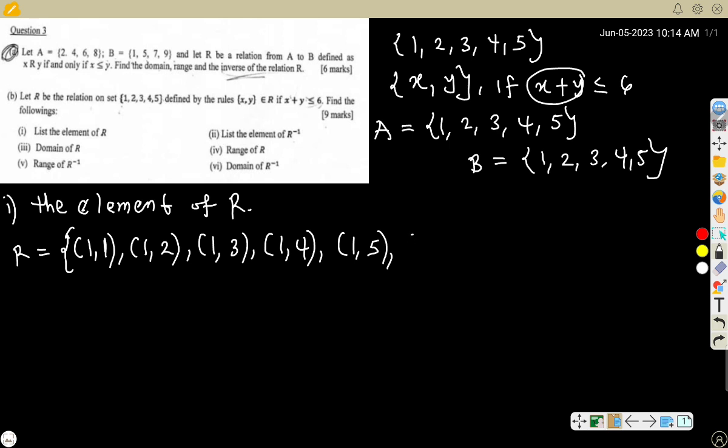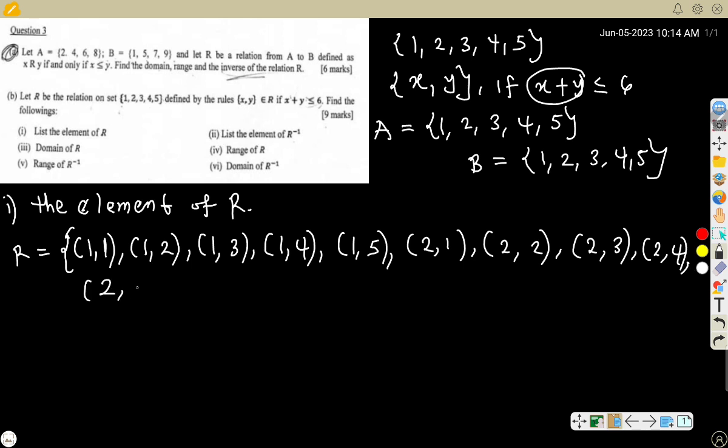So we have 2 comma 1, 2 comma 2, 2 comma 3, 2 comma 4, 2 comma 5. Now look at this 2 comma 5. 2 plus 5 is what? 7. So it is more than 6, the condition we have there, because sum of x plus y must be less than or equals to 6. So we will not add 2 comma 5. So 2 comma 5 is out.